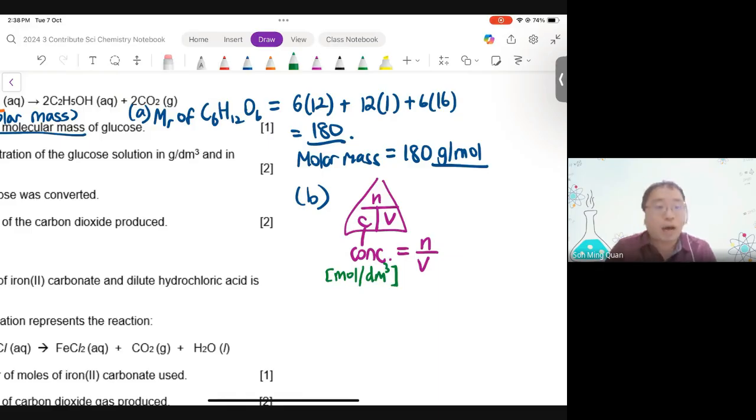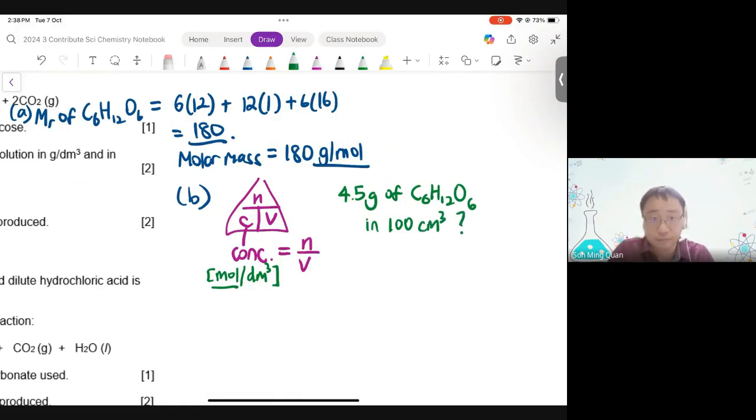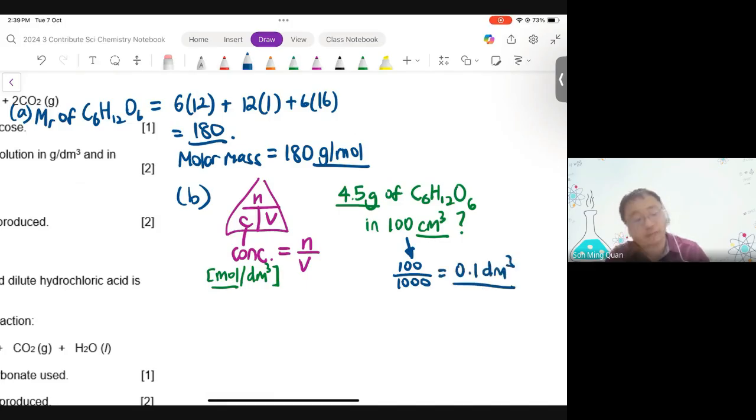All right. So how then do you do this? I need moles first. I know I have 4.5 grams of glucose, right? So if I have 4.5 grams of glucose in 100 cm cube of water, you can't use it like this, right? The first step is that you must convert 100 cm cube to dm cube. To convert, we divide by 1000. So this gives you 0.1 dm cube. Have this number ready, 0.1 dm cube.